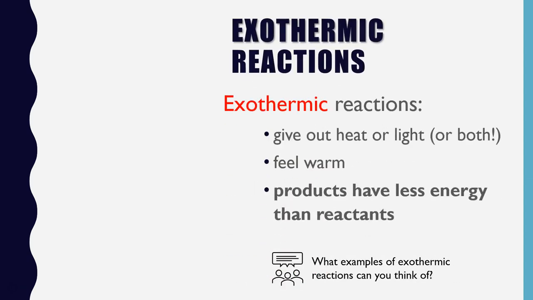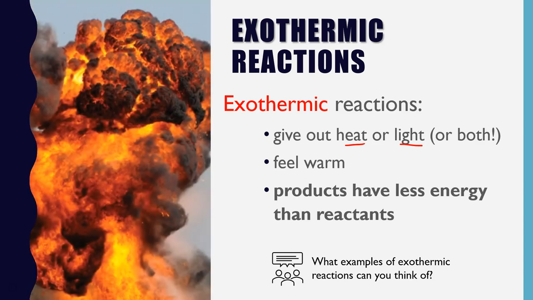So this brings us to the key factors of exothermic reactions. They will always give out heat or light, or sometimes both, because this is a transformation of energy. Okay, so the temperature will increase or we will see light. They will feel warm because the temperature is increasing, and the products will have less energy than the reactants. Okay, so I want you to think of and write down in your notebook some examples of exothermic reactions.